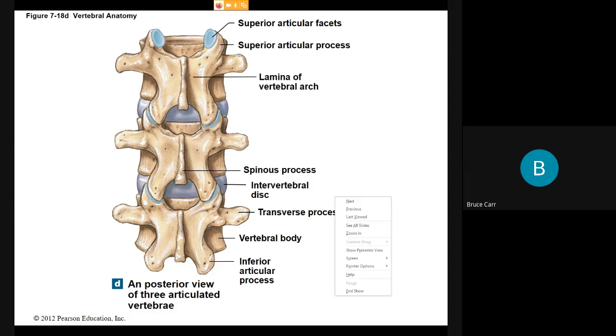Now, what we've just done is covered the main part of, excuse me a moment.